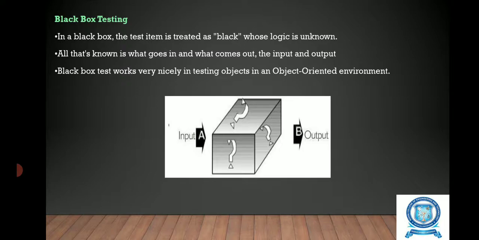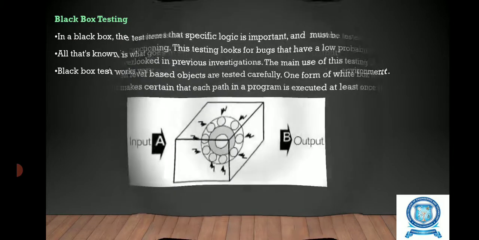Now let us see about black box testing. In a black box, the test item is treated as black, whose logic is unknown. All that is known is what goes in and what comes out, the input and output. Black box testing works very nicely in testing objects in an object oriented environment. This is a diagram which represents black box testing. We have an input A which comes out as output B. We don't know what logic is going on inside this box, so it is called black box testing.